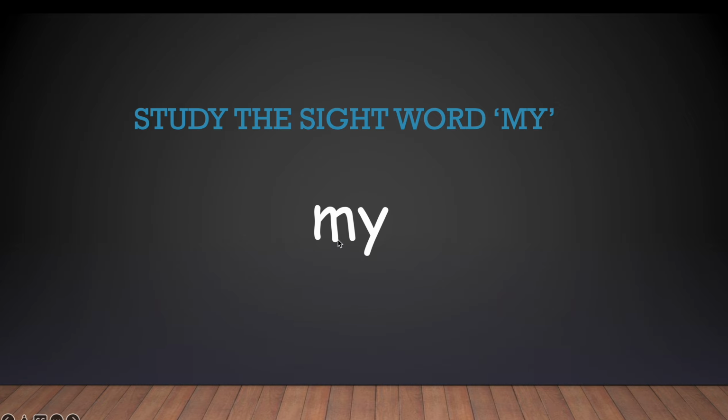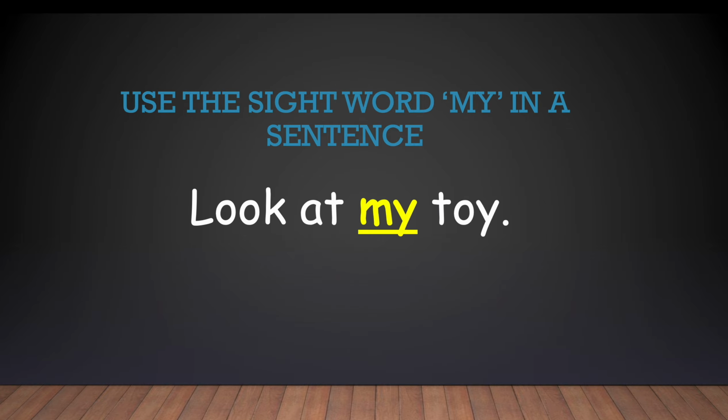Let's spell it, M-Y. Let's count how many letters. 1, 2. I see a short letter M. Then I see a letter Y that goes down below the line. We know Y is sometimes a vowel. Let's count the syllables in the word my. Ready? My, my. Next, let's use the sight word my in a sentence.